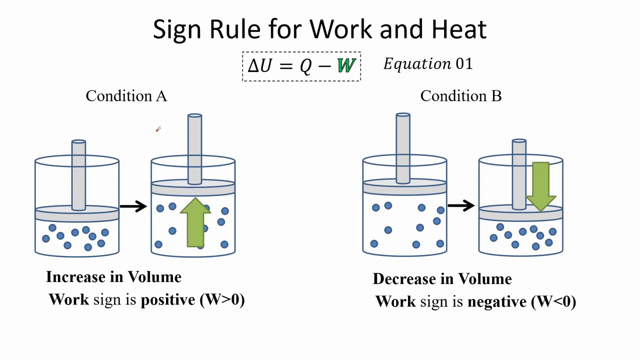Here we have the sign rule for work and heat. For condition A, the piston is pushed upward by an amount of work which increases the volume. The sign for the work is designated as positive when the volume is increased. At condition B, the piston is pushed downward by a certain amount of work. The decrease in volume signifies that the sign for work is negative.